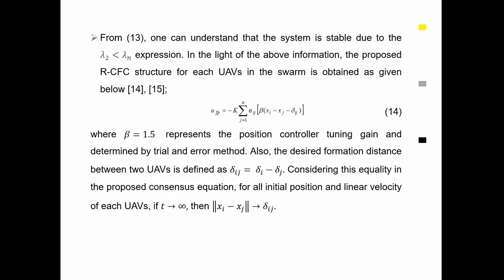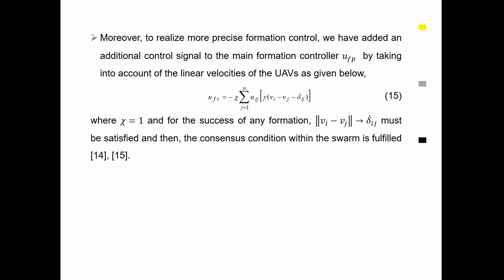So in the previous equation, which is given in equation 14, we are taking into account the position of the UAVs while realizing the formation control. And to realize more precise formation shapes in real time, we also take into account the linear velocities of the UAVs, which is given as equation 15, where gamma equals 1. We didn't design this equation. This equation also represents the consensus-based formation control equation. The difference from the previous equation, equation 14, is that we use the linear velocities of the UAVs here. After that, our consensus condition within the swarm is fulfilled and satisfied.